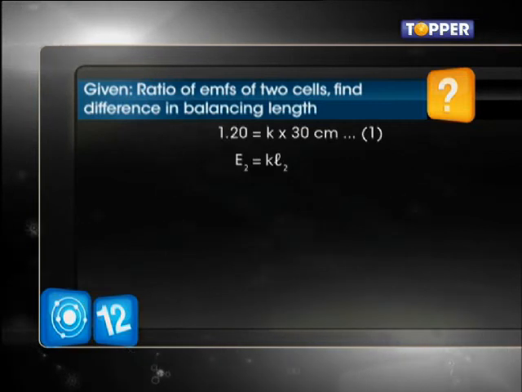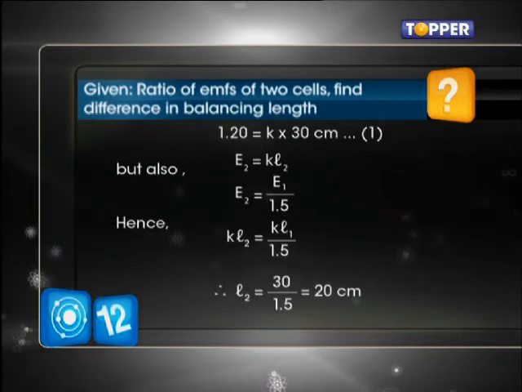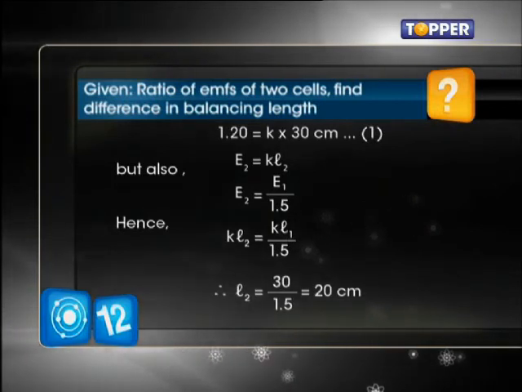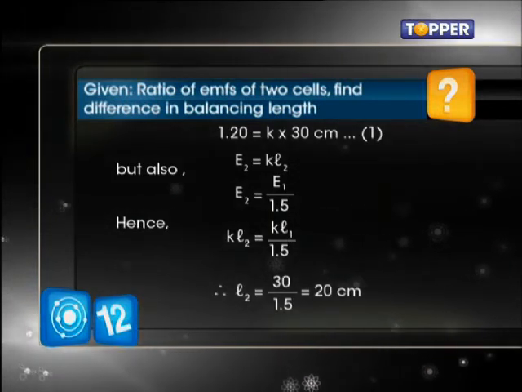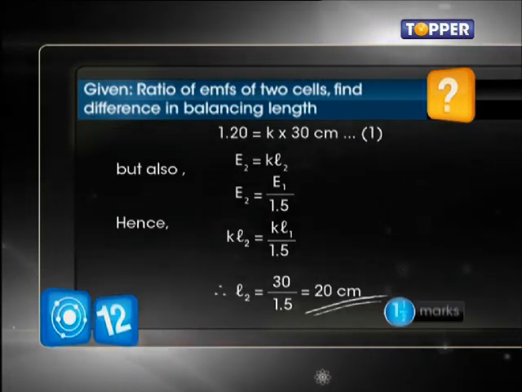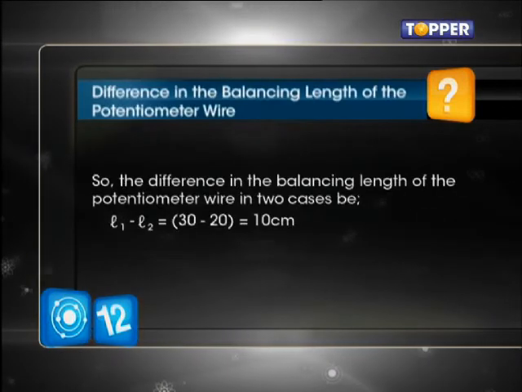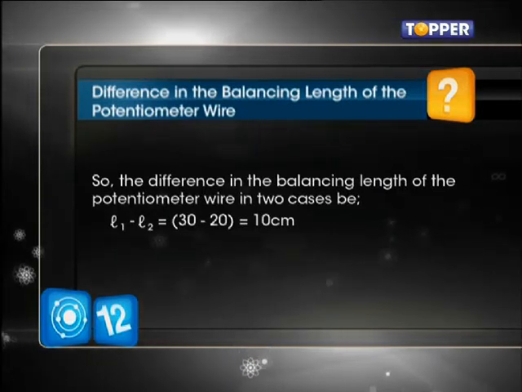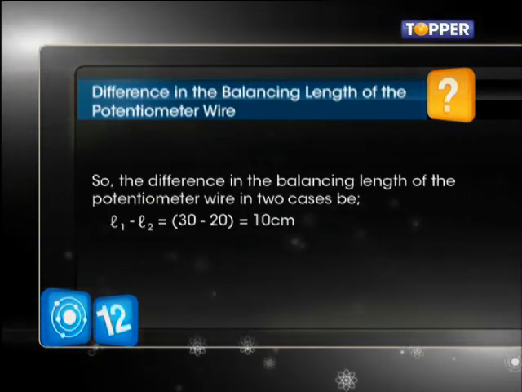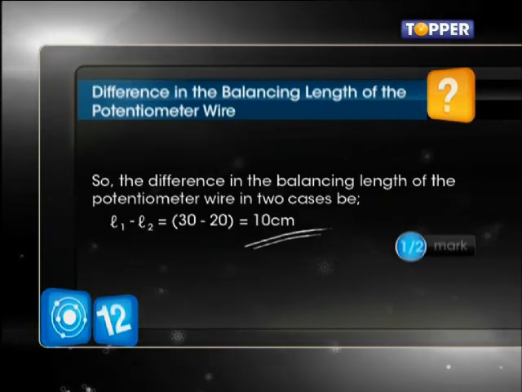Now, E2 is equal to K times L2. But also, we know that E2 is equal to E1 by 1.5. By substituting the values, we get the value of L2 as 20 centimeter. Another 1.5 marks are added to your kitty if you get this answer right. So, the difference in the balancing length of the potentiometer wire in the two cases is L1 minus L2 equal to 10 centimeter. So finally, you are rewarded the remaining half a mark for this.